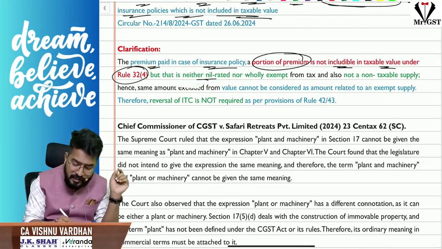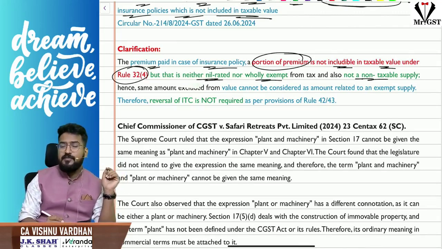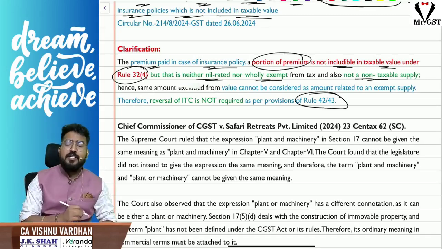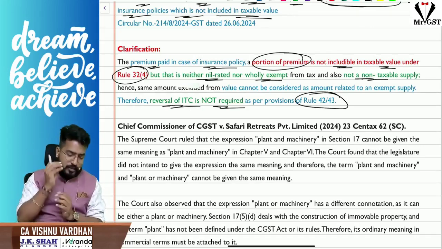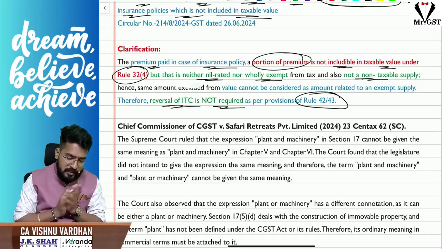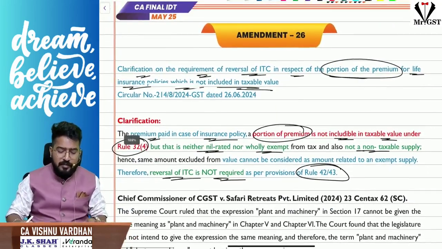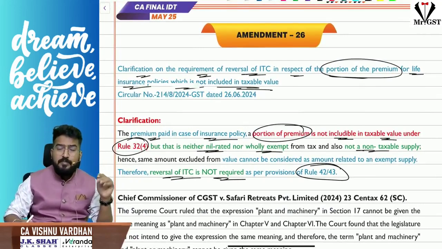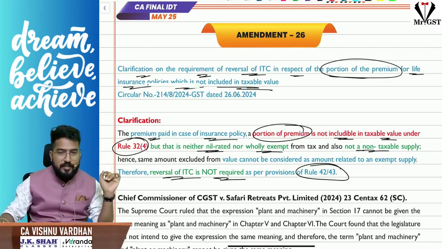This is neither a nil rated nor wholly exempt supply, and this is not a non-taxable supply. So you will not get a situation where rule 42, 43 comes into the picture and you need to reverse ITC. All that will not arise. That is the concept they are trying to tell. A very simple and small clarification. Simple. What is that? Sir, on any insurance premium you pay on life insurance, in the value of supply some portion of the amount we will deduct because of valuation rules. For that purpose, you need not reverse any ITC under rule 42 or 43. That is the clarification.